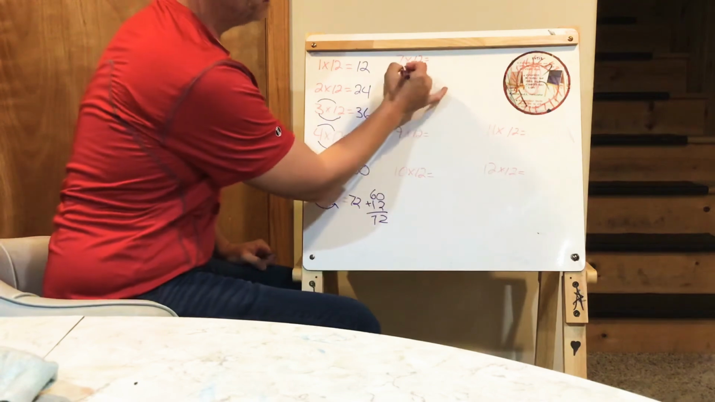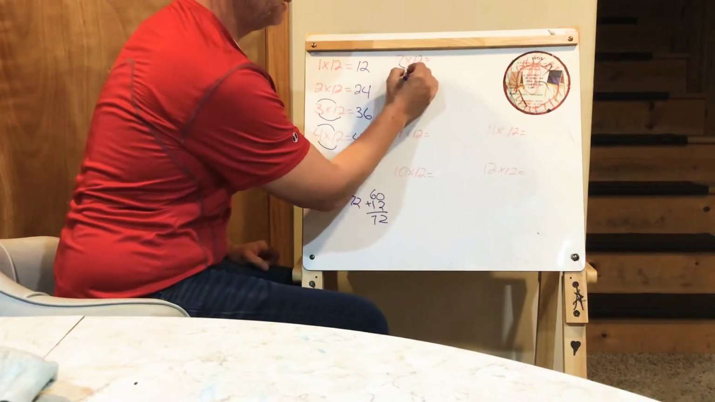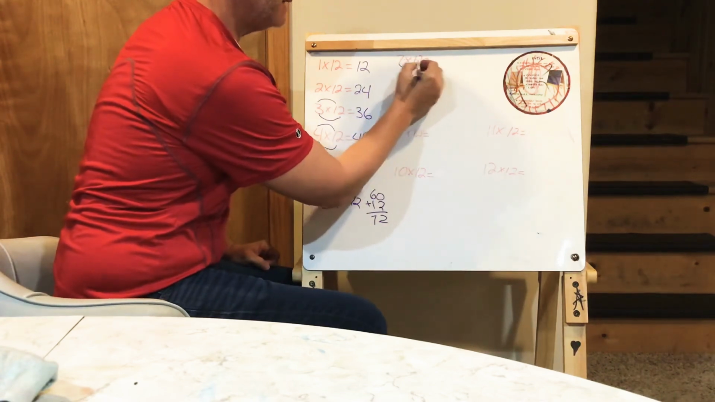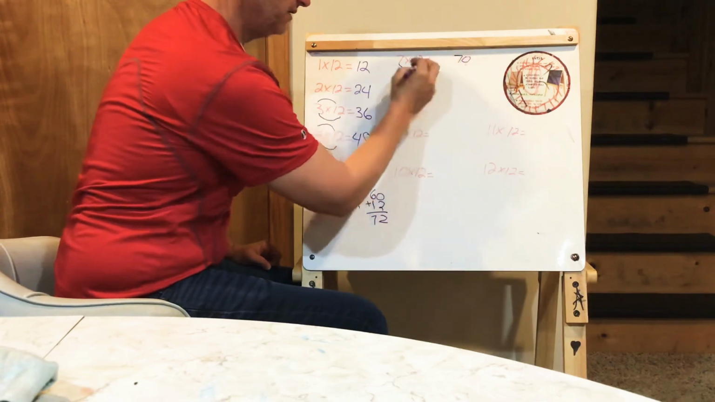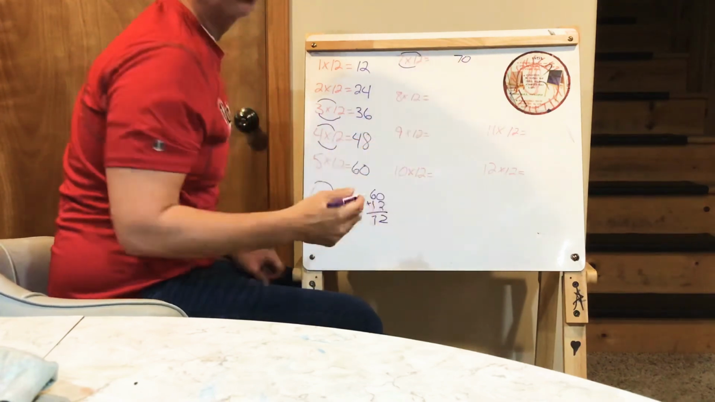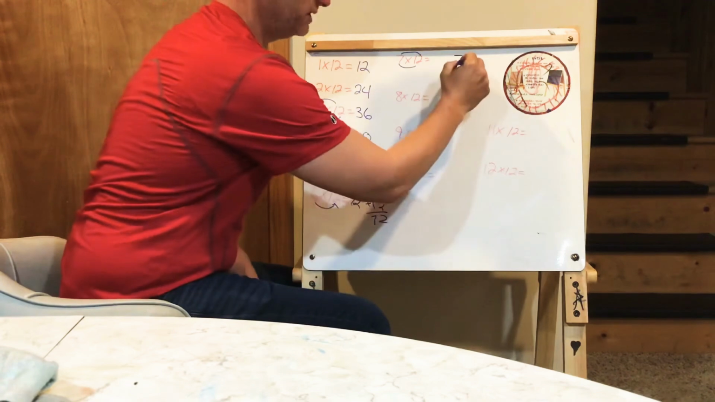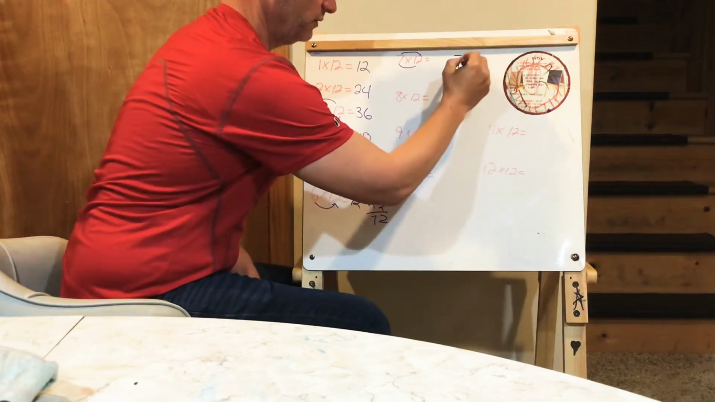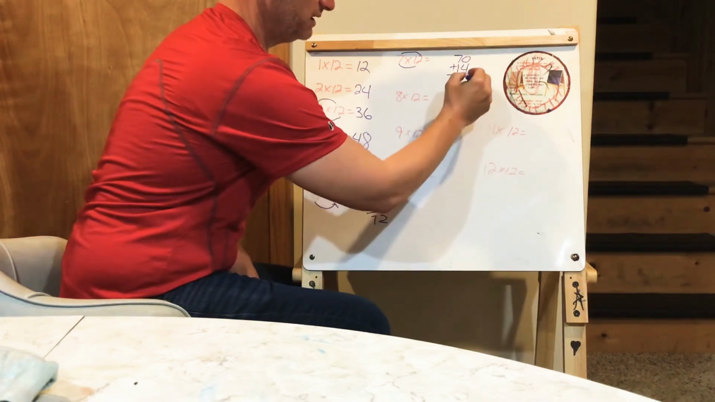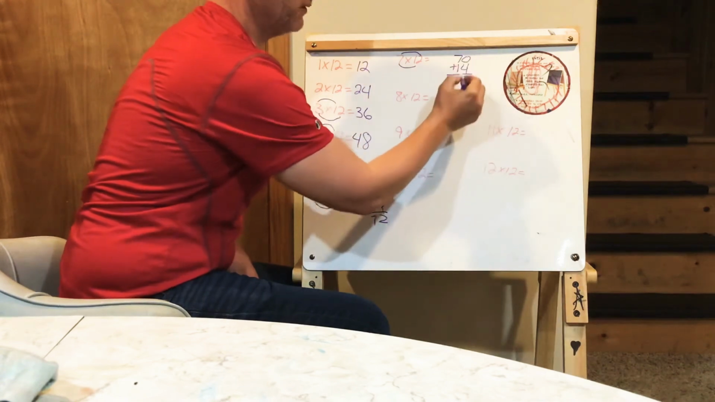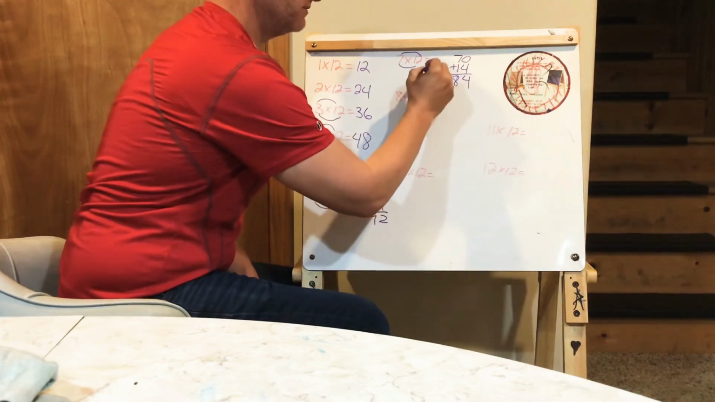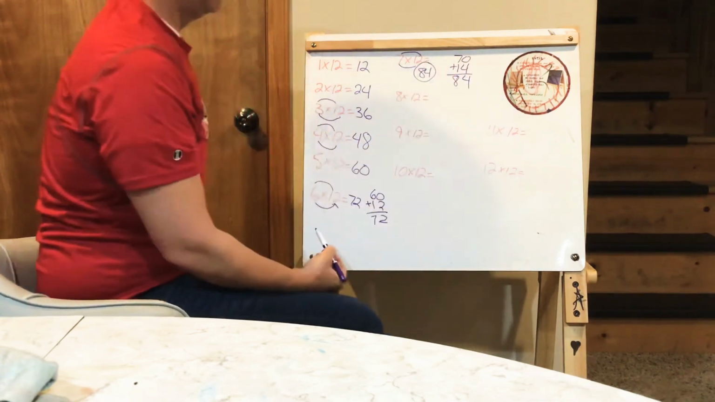Okay, same thing. Let's do 7 times 12. Think of that 1 as a 10. 7 times 10 is 70. And 7 times 2, we double our 7, is 14. And we add 70 plus 14. 0 plus 4 is 4. 7 plus 1 is 8. 7 times 12 is 84.